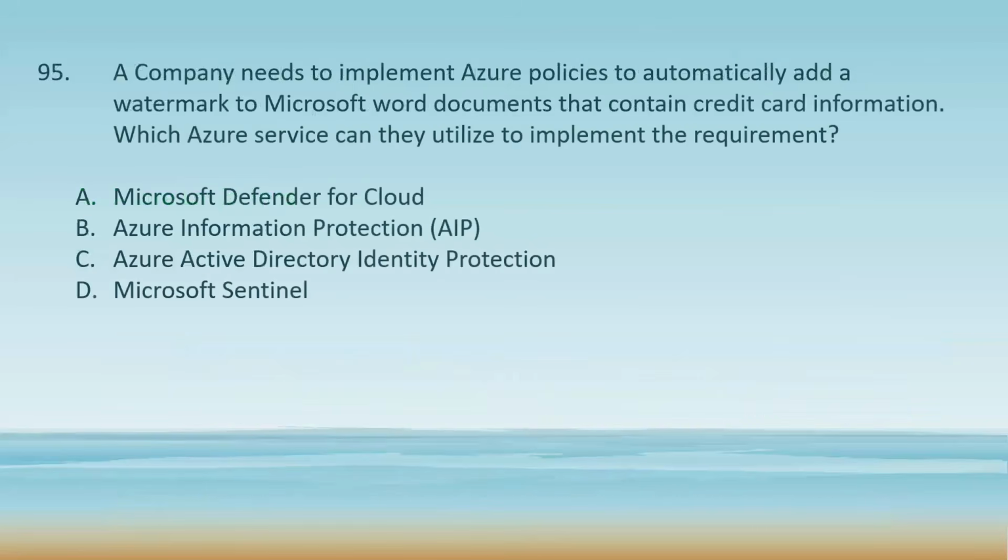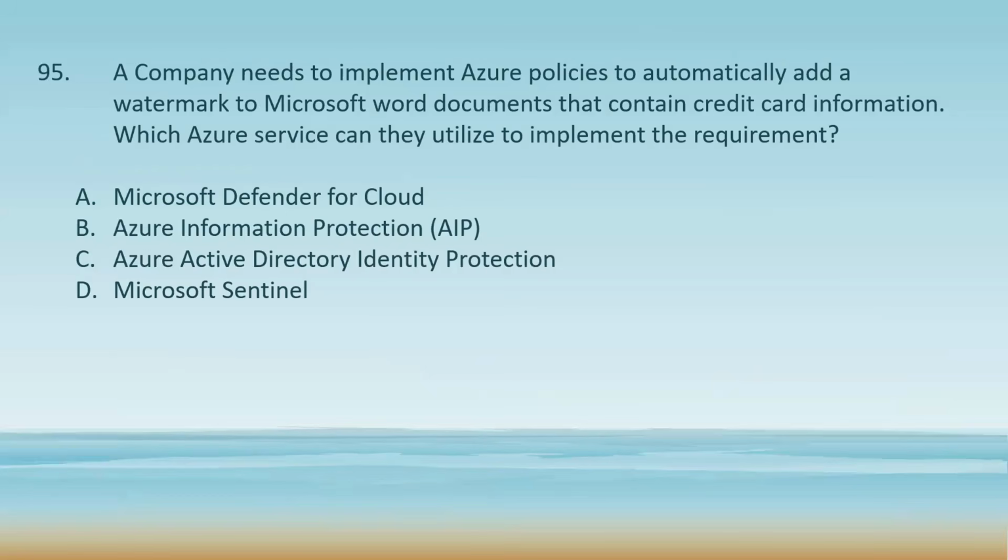A company needs to implement Azure policies to automatically add a watermark to Microsoft Word documents that contain credit card information. Which Azure service can they utilize to implement the requirement? Your options are Microsoft Defender for Cloud, Azure Identity Protection, Azure Information Protection, Azure Active Directory Identity Protection, Microsoft Sentinel.